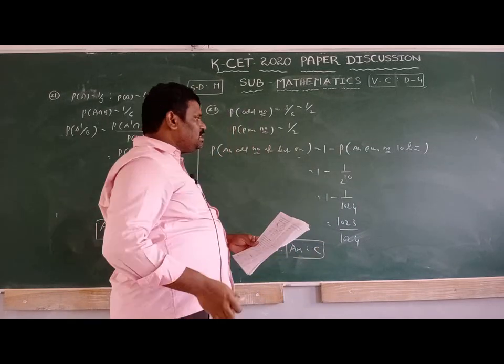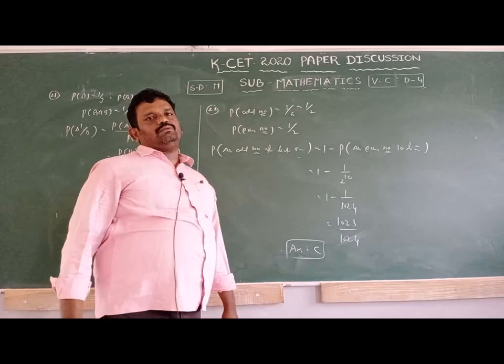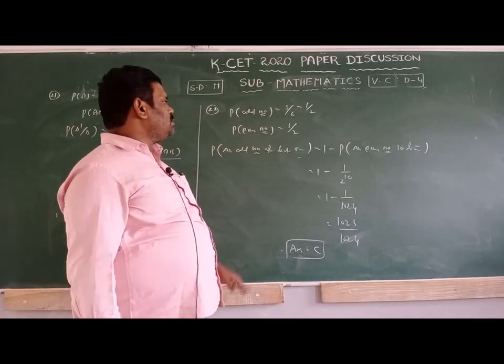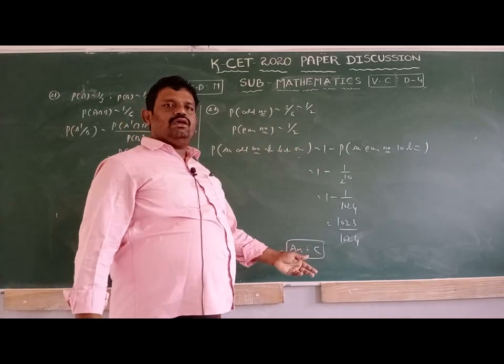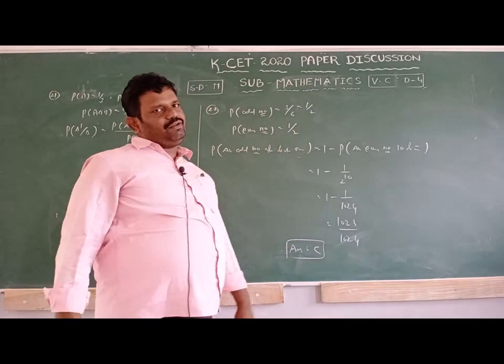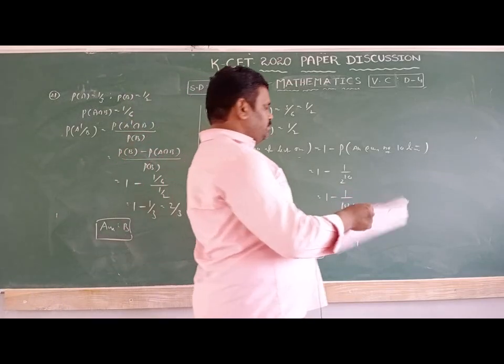Otherwise there is another method also: the binomial distribution. If you consider the binomial distribution, p is equal to q is equal to 1 by 2, n is equal to 10. Then if we consider that value, we also get the same answer.